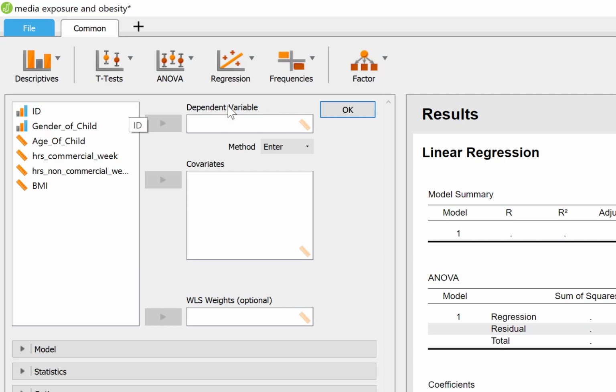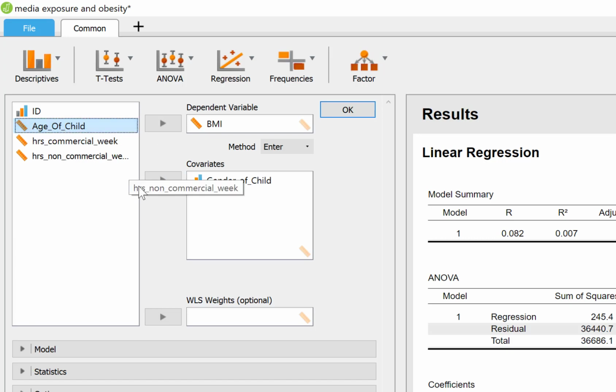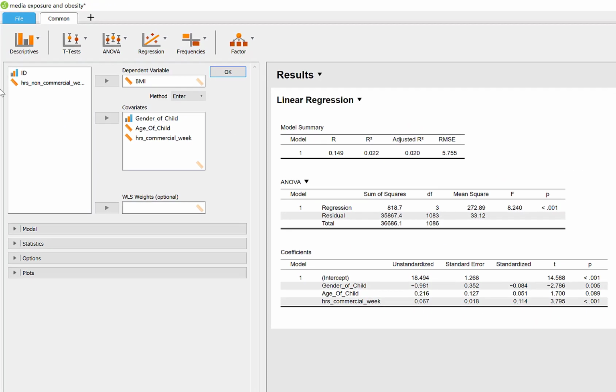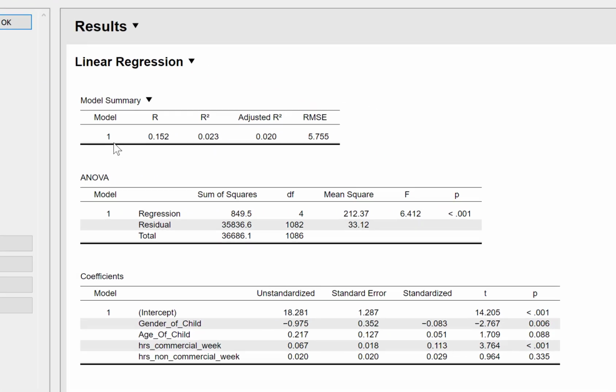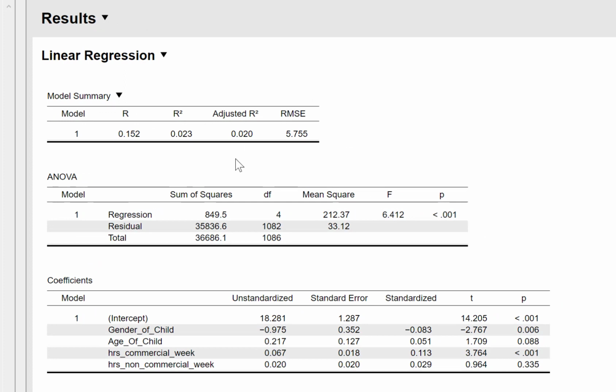So we've got our dependent variable here. Well, our dependent variable is the thing we're predicting variance in, which is body mass index. And then covariates, and these are just our predictors. And we just simply need to click across our predictors. And as you can see, the model builds as we add things to it. And this is essentially our model. So we've got our model summary, we've got the ANOVA table, and we've got the coefficients.